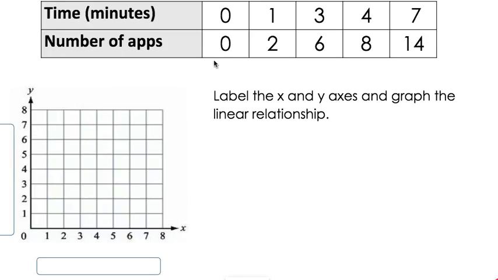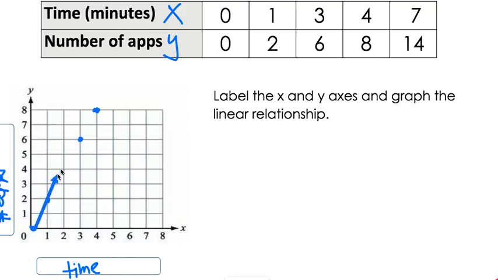So the next thing we're going to look at is graphing, because that's our main focus today. Still have the same situation. Label the x and y axes and graph the linear relationship. So on our table, our first number is always the x, the second is the y. So I have time and apps. Then I'm going to treat these as ordered pairs. I have 0, 0, 1, 2, 3, 6, 4, 8. My last one goes off the chart, but you can imagine where 7 and 14 would go.